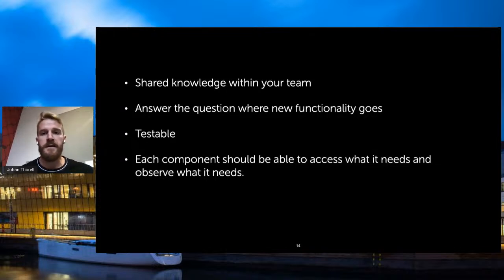We should design our architecture such that every piece of code can access and observe what it needs without taking any unusual steps. So what do I mean by unusual here? Well, an example here would be if we have a list with users and a detail screen. You can tap a user and you get into the detail screen. And maybe this detail screen depends on more information that's in the current user model. Perhaps we want to know if the user is logged in or not, for instance.